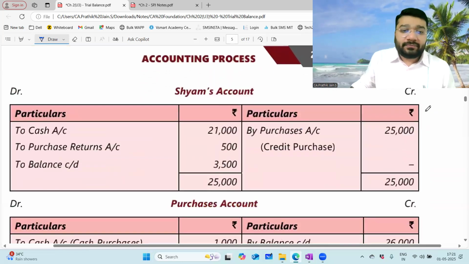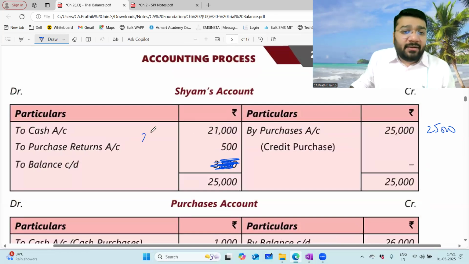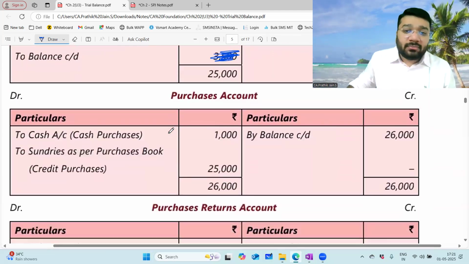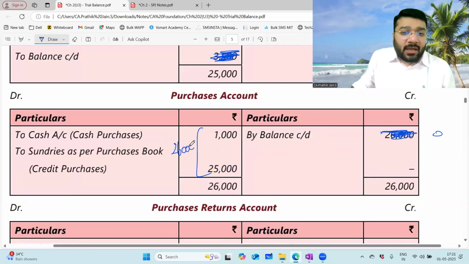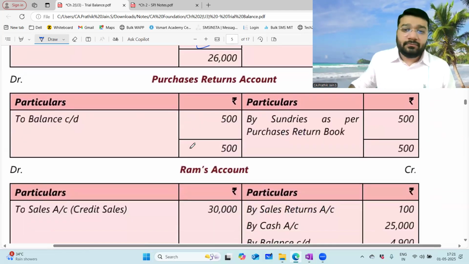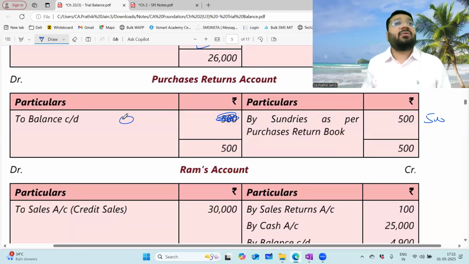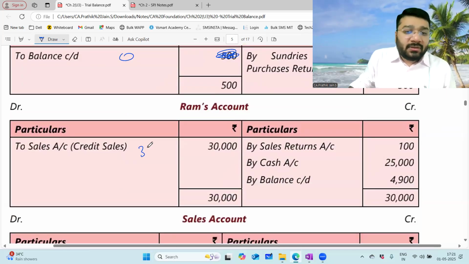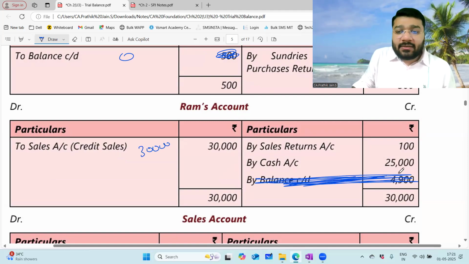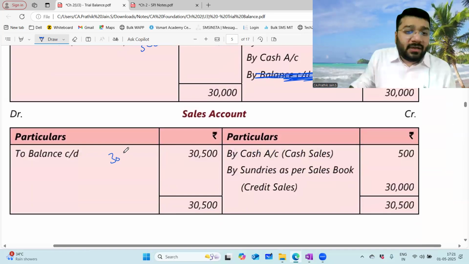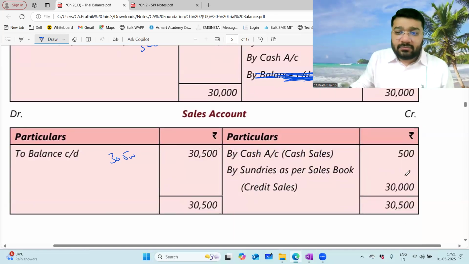Now Sham's account. Here 25,000 and this side 21,500. Any problem? Anything difficult here? No. Purchase account 0 and here it is 26,000. Online people, are you all with me? Yes, sir. Okay. Sundries as per purchase return book 500 and this is 0. Ram's account 30,000 here and here it is 25,100. Sales account 30,500 in the debit total and credit total is 3,500.